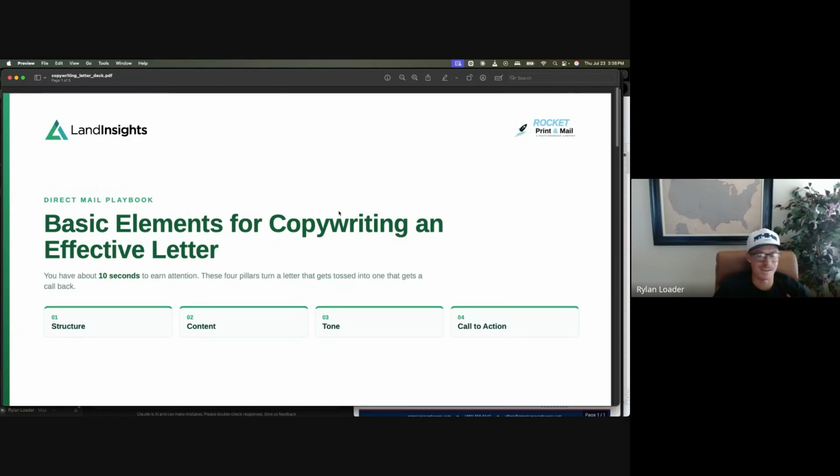The basic elements for copywriting an effective letter: they're going to look at it and you need to catch their attention. You have about 10 seconds to earn attention. These are the 4 pillars you really need to hit to have an effective letter, because people are getting tons of letters in the mail, especially in a hot market. Yours needs to stand out and really convey trust and urgency. The pillars are structure, content, tone, and the call to action. What are they going to do after they read this letter?